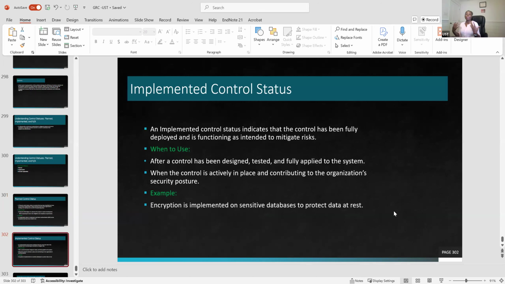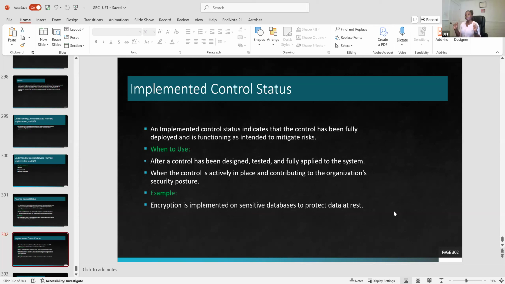For implemented control, it already says, right? Implemented means this control has been implemented. An implemented control status indicates that a control has been fully deployed and is functioning as intended to mitigate risks. When to use it? After a control has been designed, tested, and fully applied to the system, when the control is actively in place, contributing to the organization's security posture.